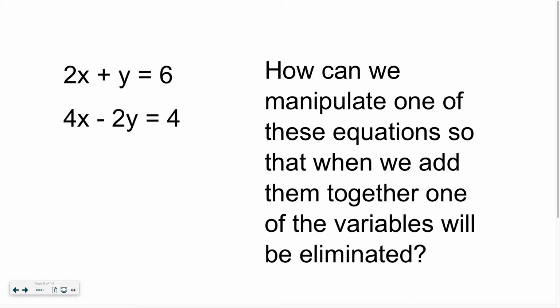Can't you multiply 2x plus y by 2 and do it to the other side? By 2, think about what we need to eliminate. We need opposite coefficients. So if the bottom is a 4x, what do we need to do to the top? We need it to become a negative 4x. Good.